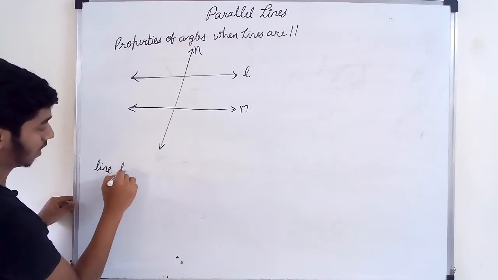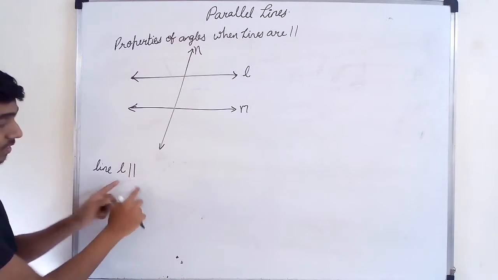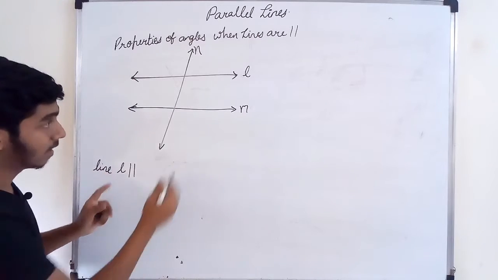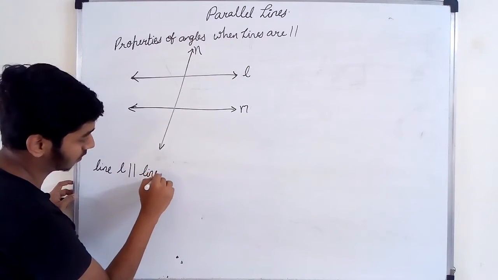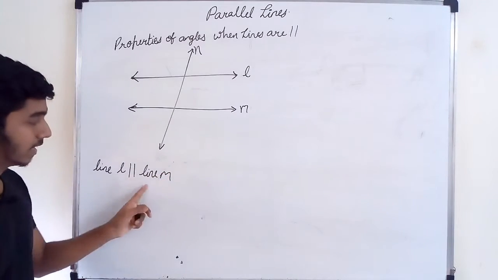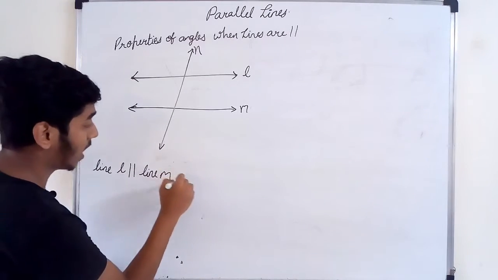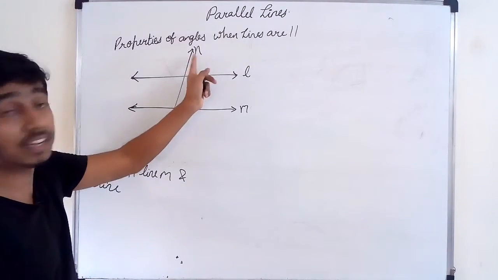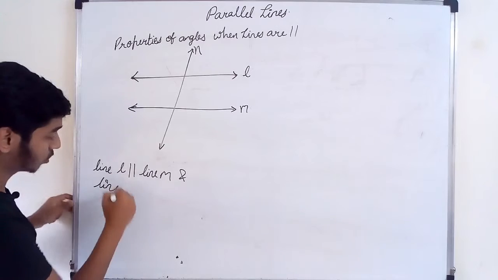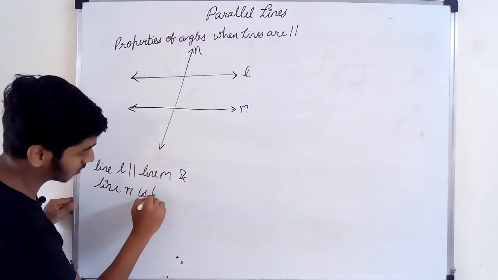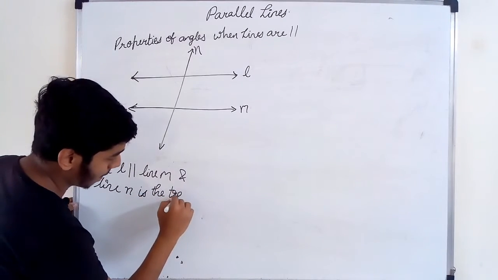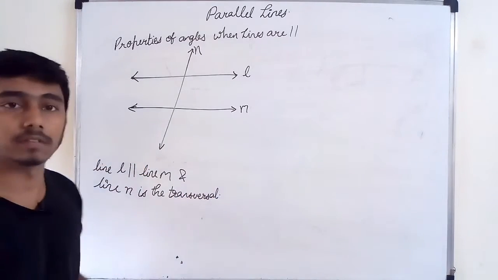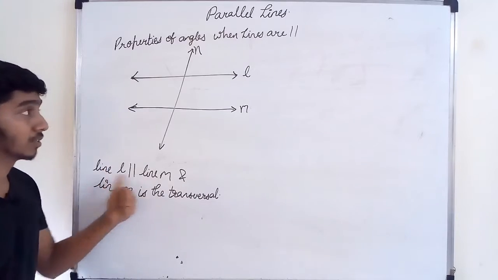Okay, so we'll write it: line L is parallel. This is how line parallel is represented. So line L is parallel to line M. And what is the transversal? Line N. So line N is the transversal. Okay, so I hope you've understood.